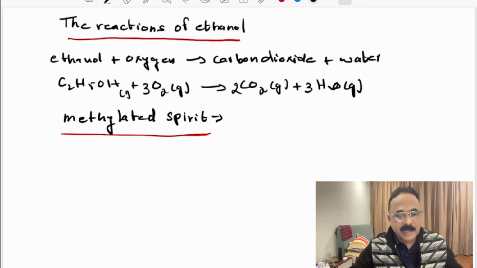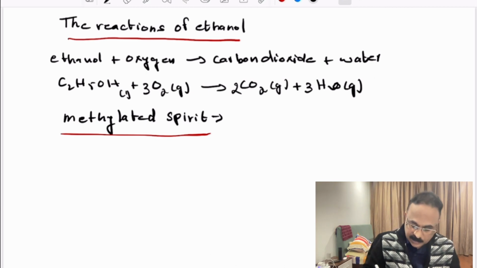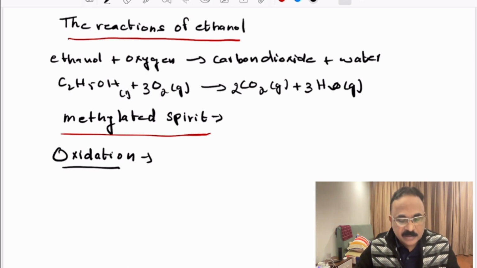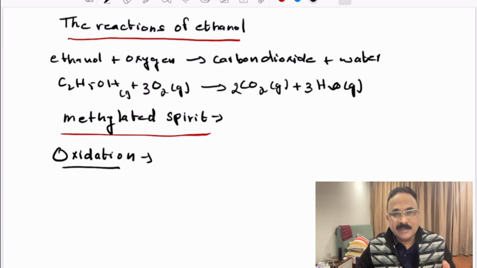The next chemical reaction is oxidation. So let's study oxidation. Now oxidation takes place in ethanol. If we have ethanol and we expose it to air, after some time it will have a vinegary or sour smell and taste, and that is known as acetic acid. In the olden days they used to call it acetic acid. Now we call it ethanoic acid. That is vinegar, CH3COOH.